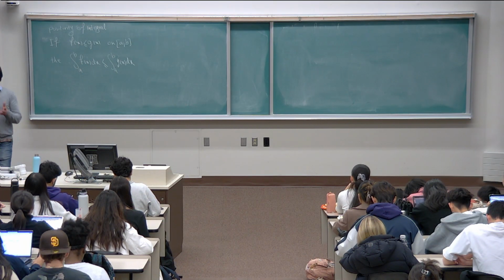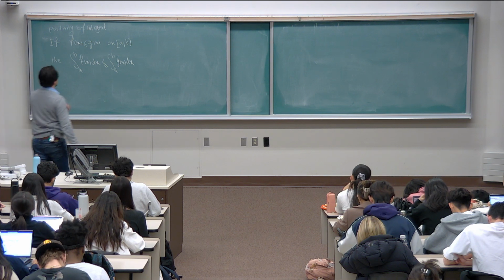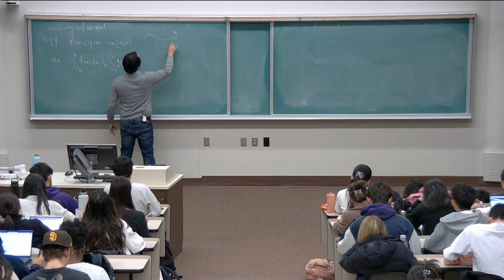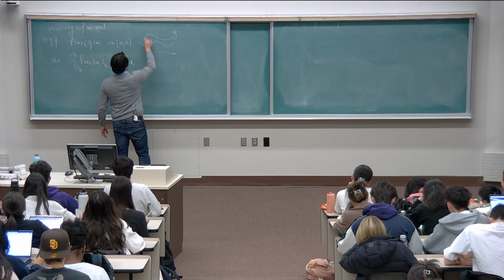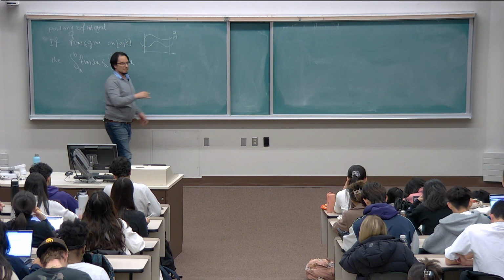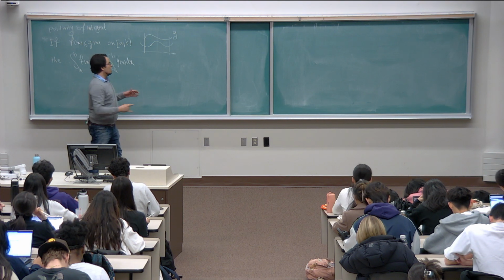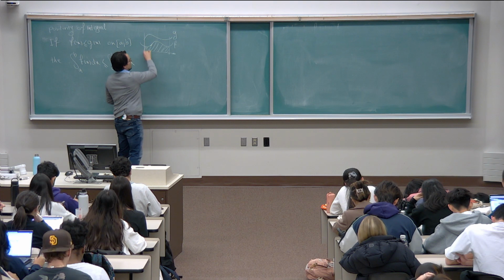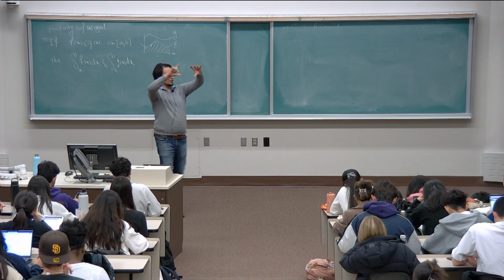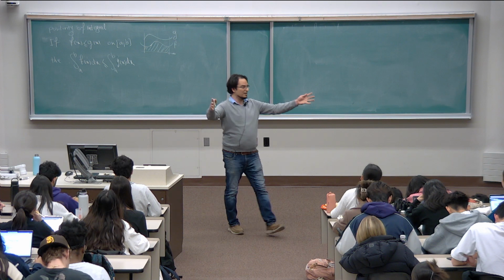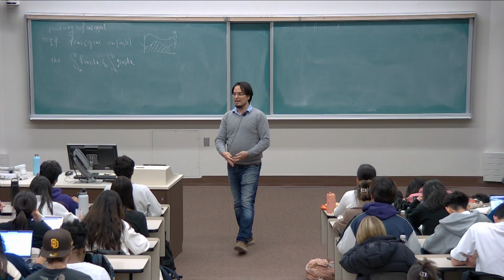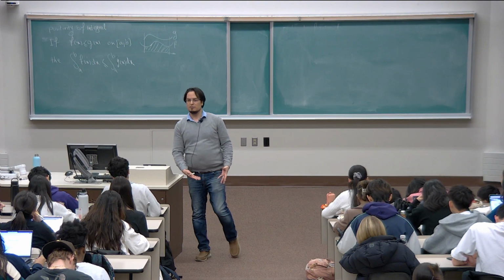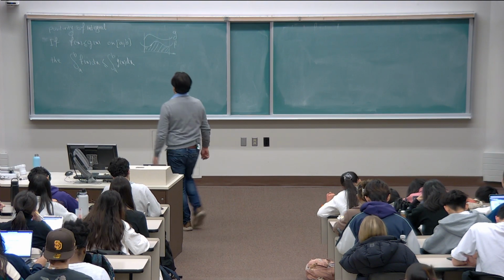Well, if f and g are positive, this is not difficult to see, because if f is less than g, that means that on this interval, the region under the graph of f is a subset of the region under the graph of g. So we are trying to find the area of a smaller region. And that's why we would have that inequality.